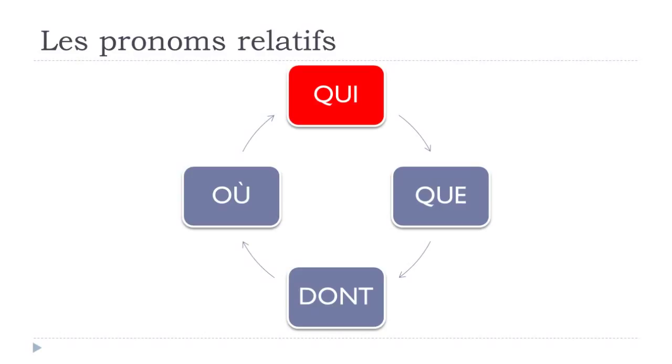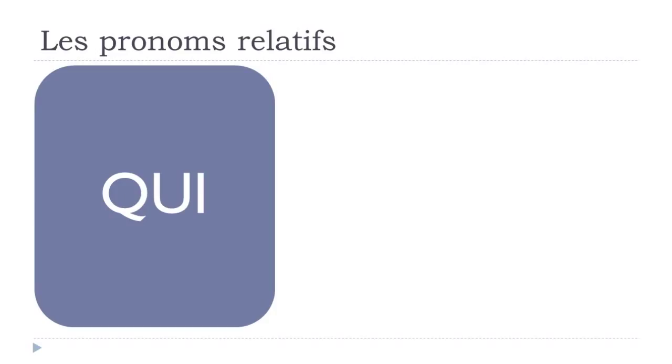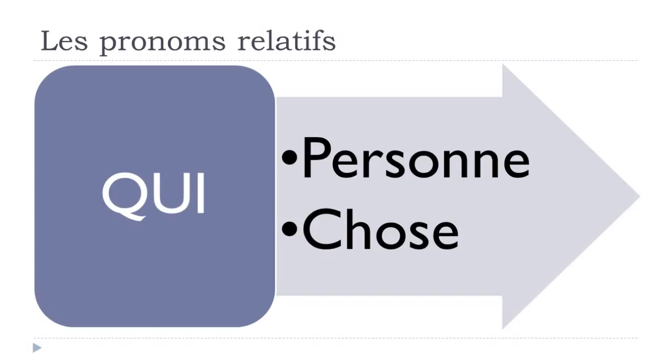Pronouns, as usual, are these little words that you use to avoid repetition if something was already said, or if you want to, in one sentence, combine two different sentences. The first one, qui, normally we use it because it's the subject. It can be for a person or a thing, pour une personne ou une chose. The first examples that we'll see will be for une personne.